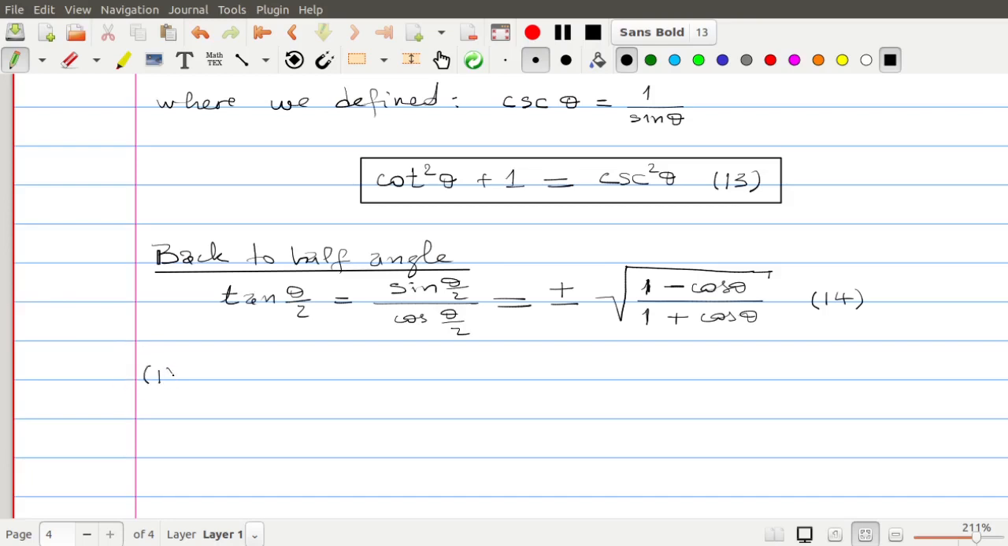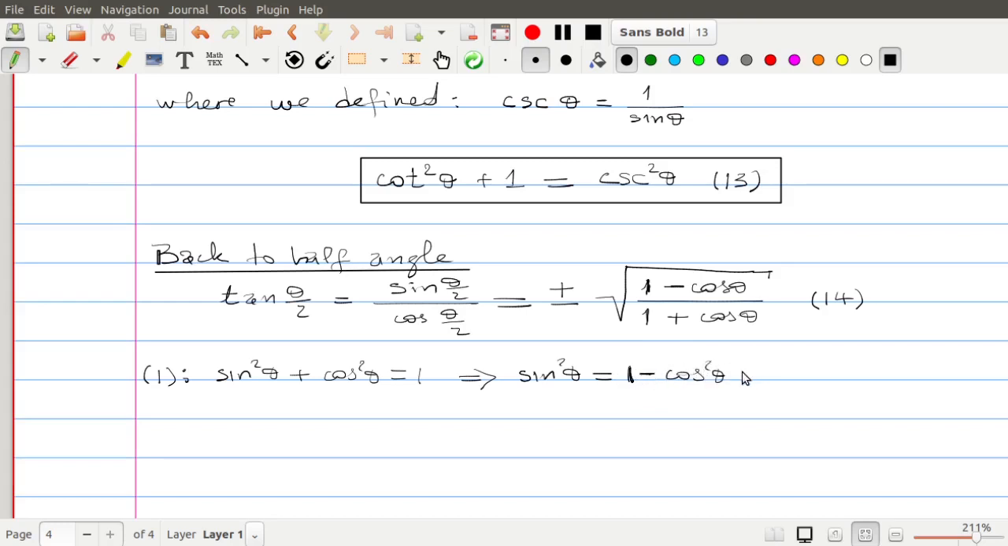1 states that cosine square plus sine square, or sine square plus cosine square, is equal to 1. So I can express either. I can take cosine to the other side. So this implies that sine square theta is equal to 1 minus cosine square theta. But 1 is the same as 1 square. So we have the difference of 2 squares.